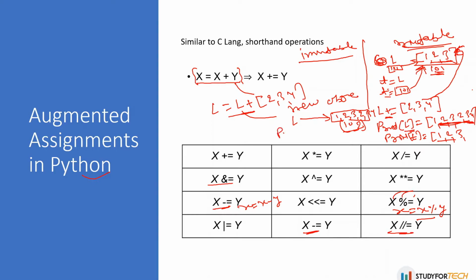So when you print L, this one will be printed, and when you print T, it will print only this 1, 2, 3, not this appended one, because here the in place change has not happened. It has created a new copy and then done the new assignment. So L is pointing to the new memory location, which is 102, but T is still pointing to the old one, so it will print the old one.